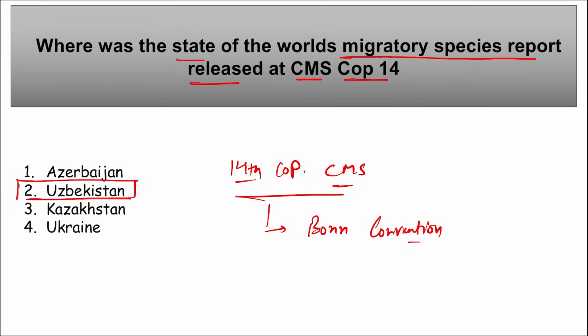Now this question can be asked in multiple ways. First of all, tell me, where was Bonn Convention held? It was held in Uzbekistan. Where was the 14th CMS COP14 held? CMS is your Conservation of Migratory Species of Wild Animals or Conservation of Migratory Species, and COP is your Conference of Parties. So the 14th Conference of Parties on the Conservation of Migratory Species was held where? In Uzbekistan, right? And this is also known as the Bonn Convention.